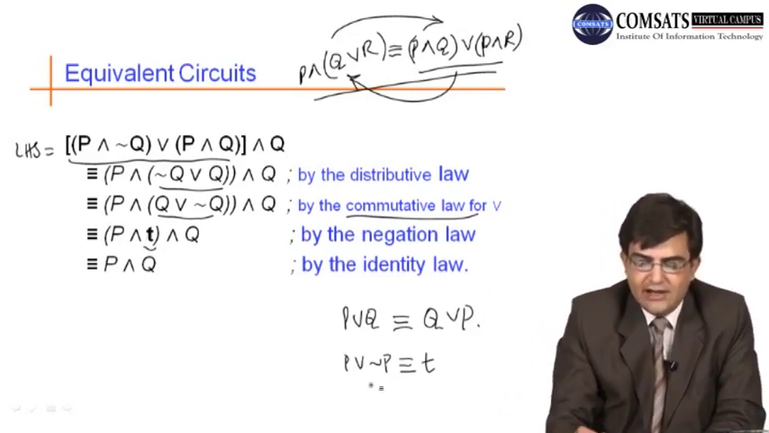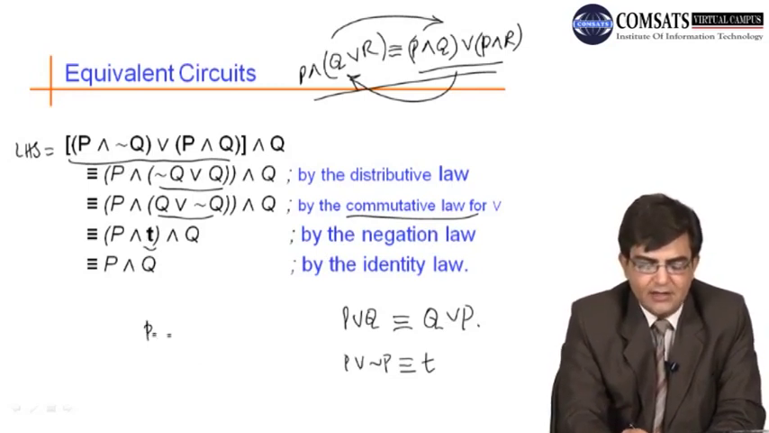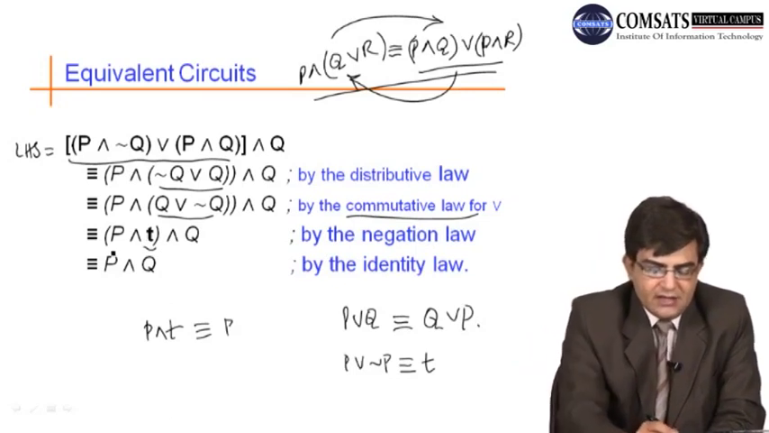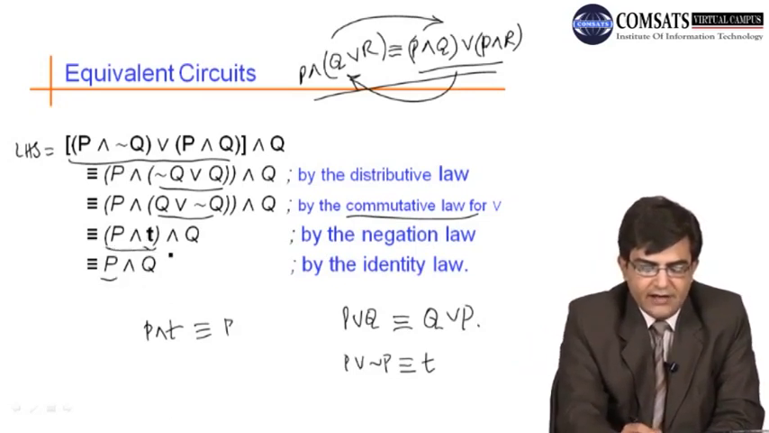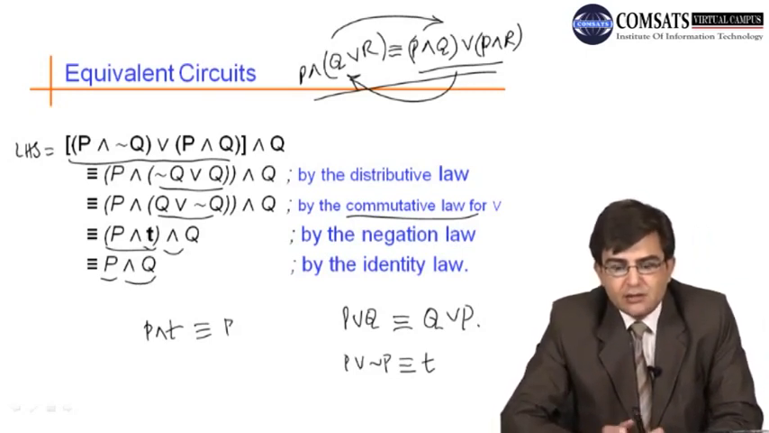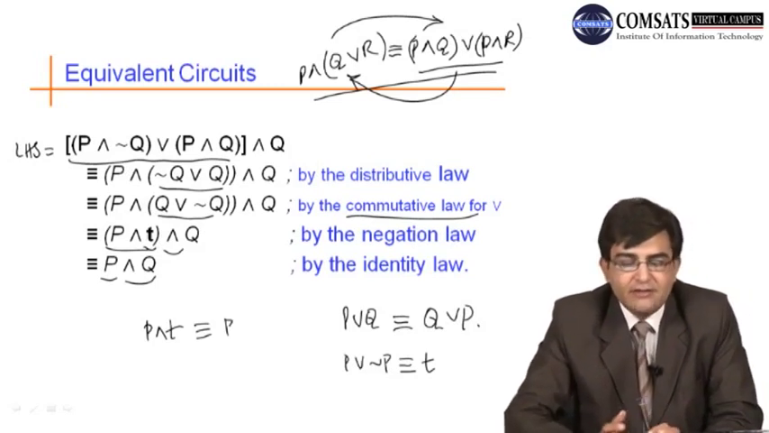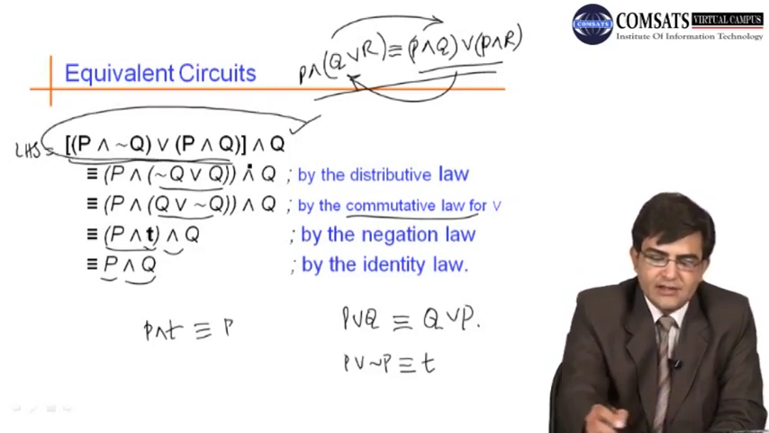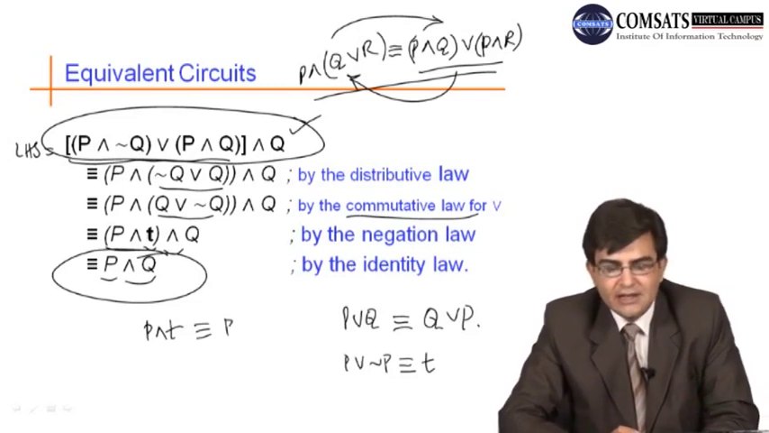And we also have the identity laws, in which we have discussed that P and T is always equivalent to P. It is the identity law. So P and T here can be written as P, and we have AND here with Q, so P and Q. You see, by using the laws of logic, we can simplify long and complex Boolean expressions. Now this whole expression is logically equivalent to the expression P and Q.